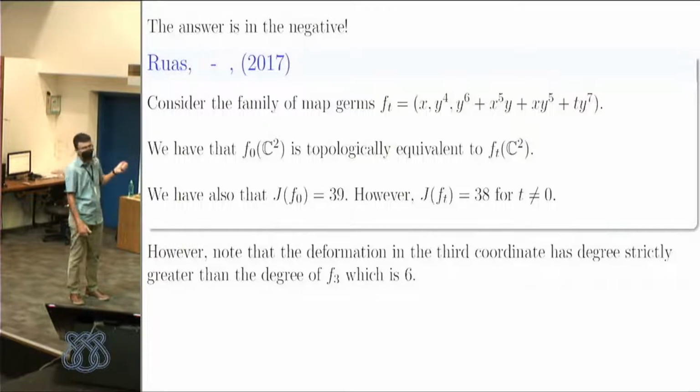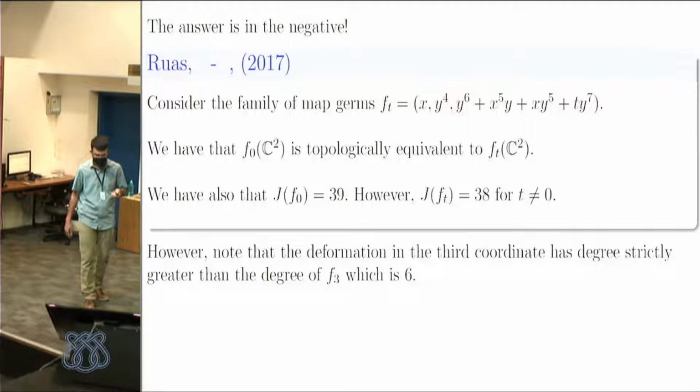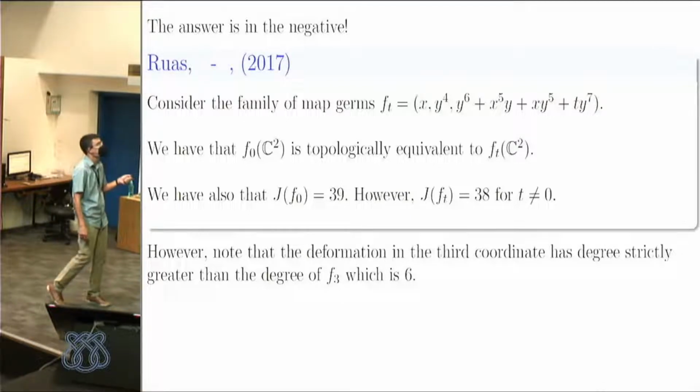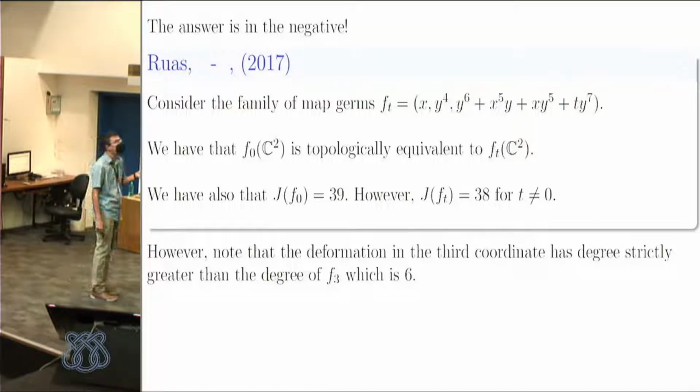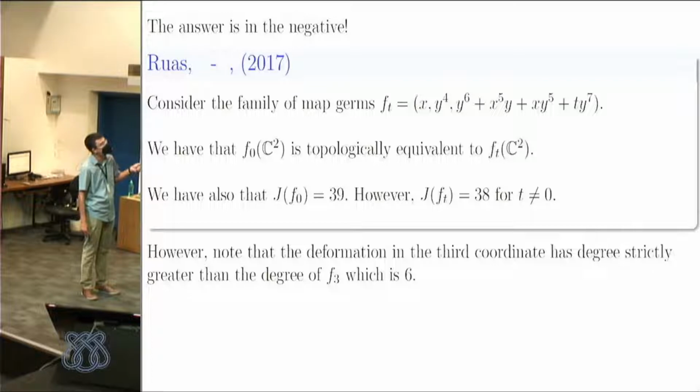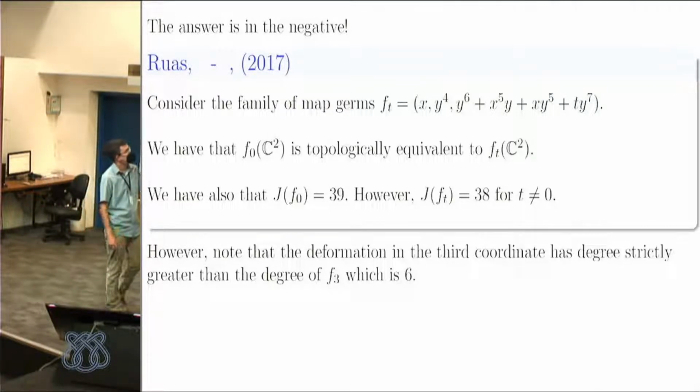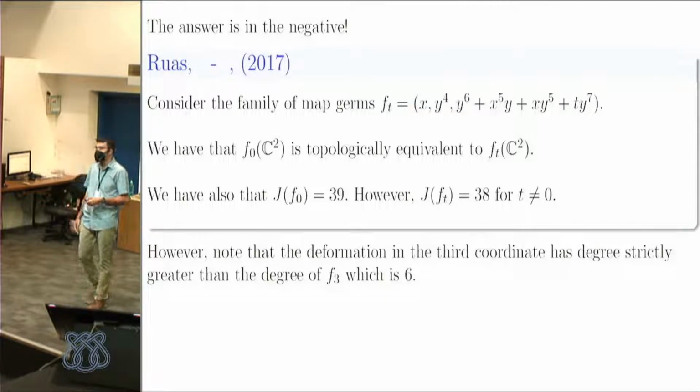It's a paper in collaboration with Cidinha in 2017, from my PhD thesis. We consider in this paper a family of map germs defined here: (x, y^4, y^6 + yxy) times y plus x y^5, plus a deformation of strictly greater degree. Here is a homogeneous polynomial of degree 6, and here is a monomial of degree 7. So it's possible to show that this family is topologically trivial.